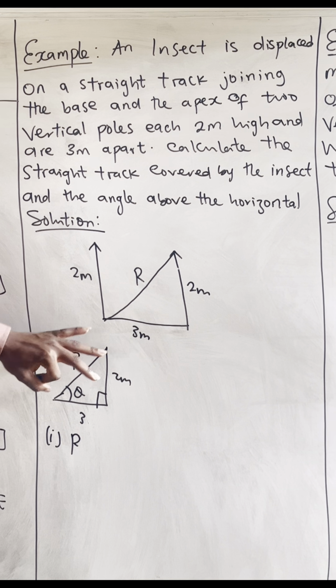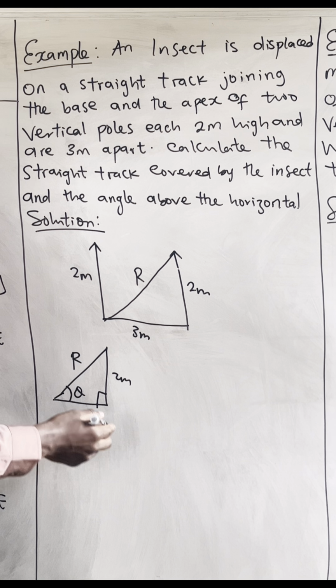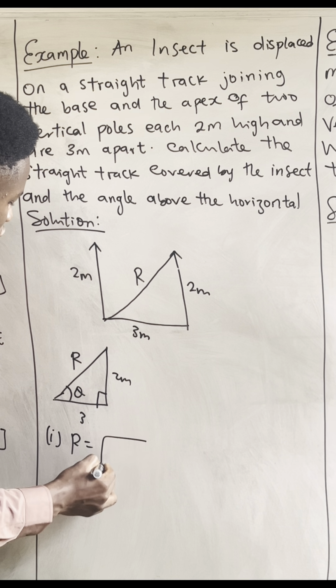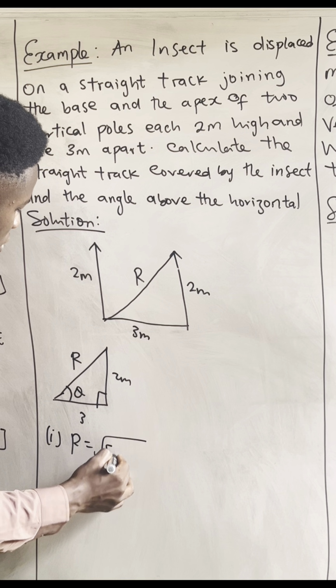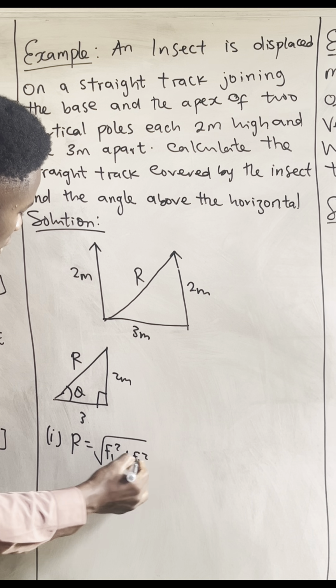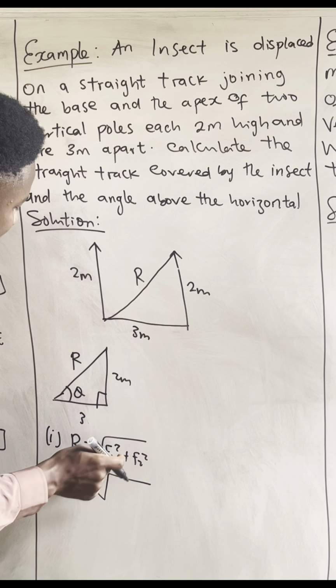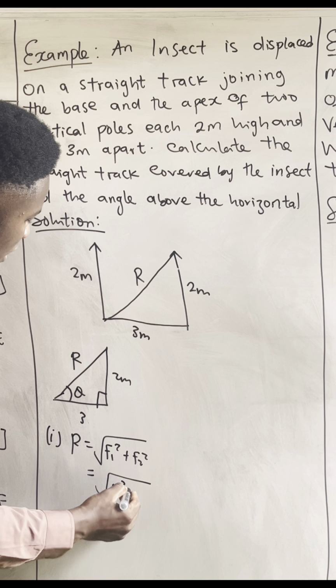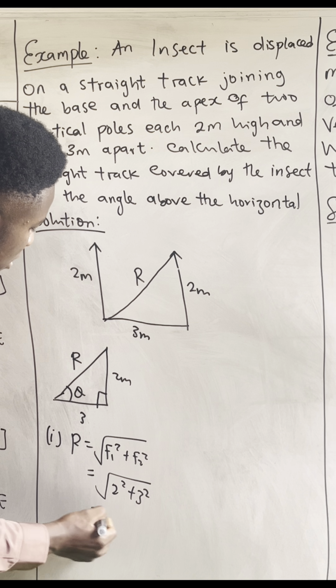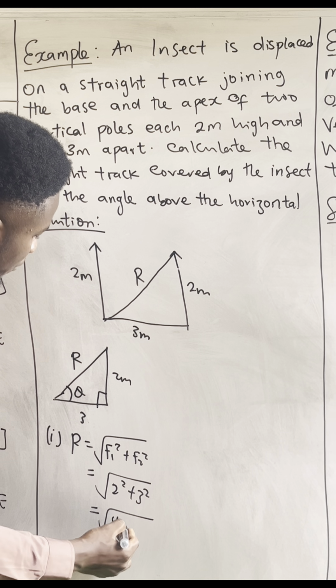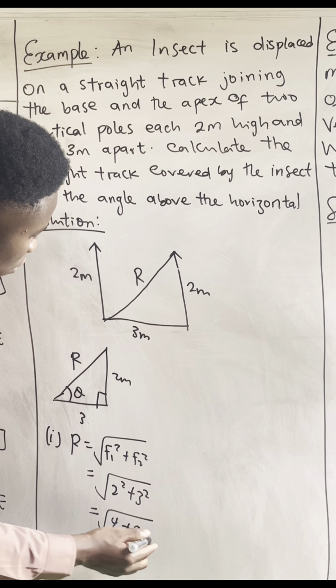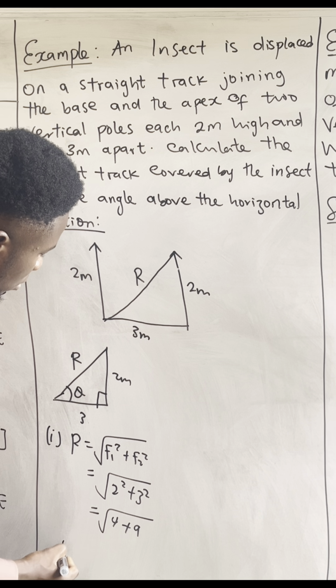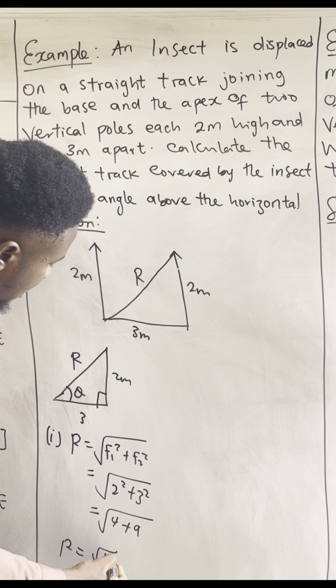So calculating the resultant for a right angle triangle, that is angle 90, we are going to be using the formula r is equal to square root of f1 squared plus f2 squared. My f1 is 2, so that is 2 squared plus 3 squared. This equals the square root of 4 plus 9, that is 13. So our r is equal to square root 13.